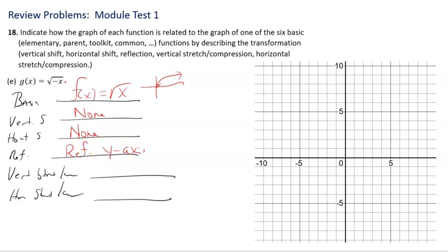So when you multiply your x value times a negative, that's a reflection in the y-axis. If the negative were out front of the square root, that would be in the x-axis. There is no vertical stretch or horizontal stretch or compression. That would require us multiplying by a number like 1/2 or 2 on the outside for vertical, or by 1/2 or 2 on the inside for horizontal. So there's none of this. That was a whole lot of nones, isn't it? Really, the only thing we're doing in this case is a reflection in the y-axis. That's it. Now, to graph this.